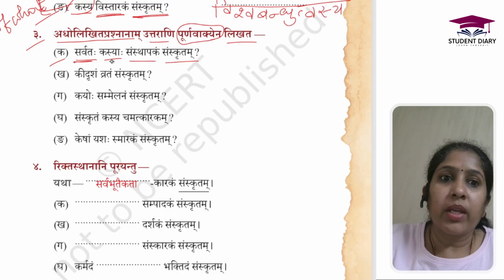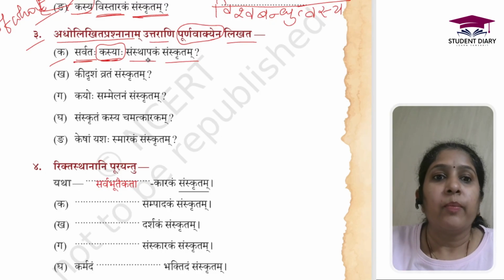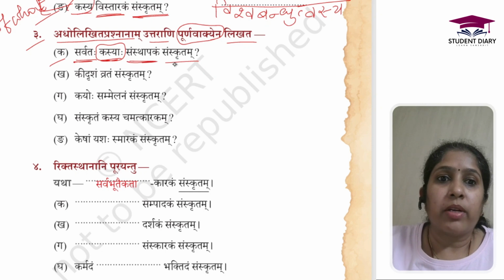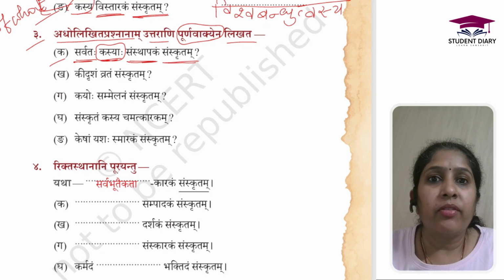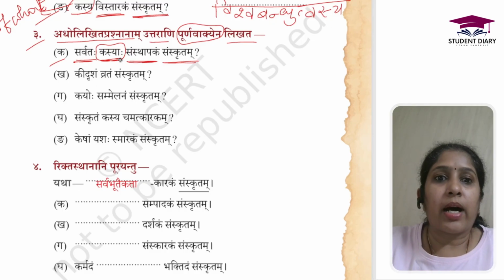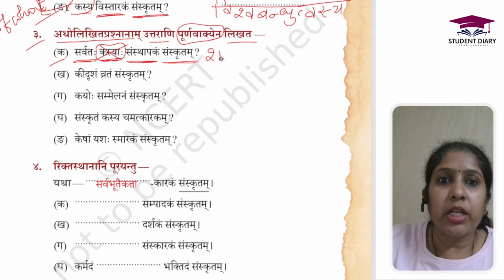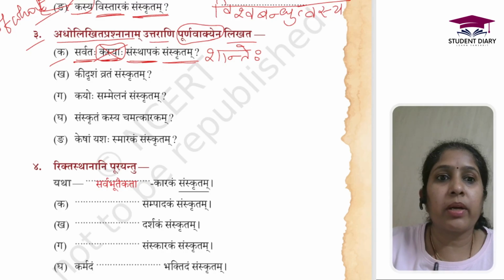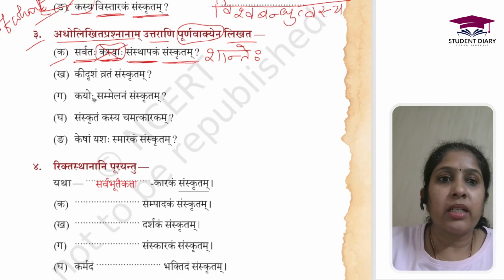Sarvatah means everywhere. Kasyaha means of what? So now this is the question word. Of what? It is a feminine word, so your answer also has to be feminine. Sanstapaka means establisher and Sanskritam is the language. So Sanskrit is the establisher of what everywhere? Peace, correct? So our answer will be, in place of just kasyaha, you will be writing shantehe, and the rest of the question you have to write as it is. So the answer will become sarvatah shantehe sanstapakam sanskritam. Fine. I hope everyone has understood.